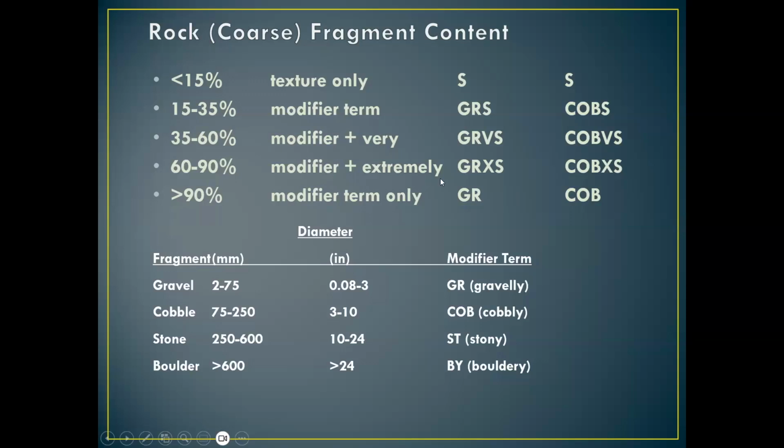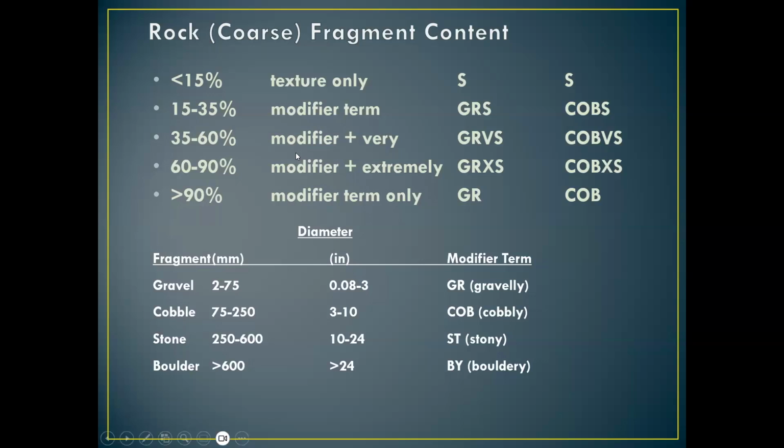And 60 to 90% would be extremely. So GRXS or XGRS, extremely gravelly sand. And then greater than 90%, it's no longer sand or whatever the texture is anymore. It is gravel if we're over 90%.